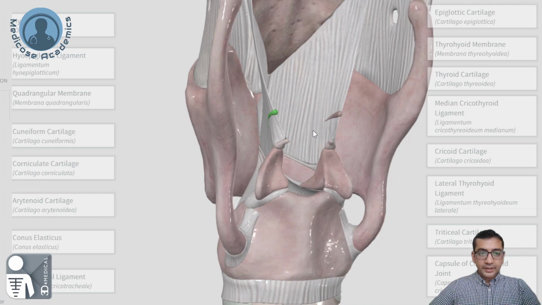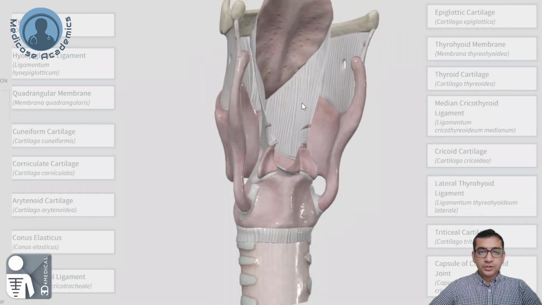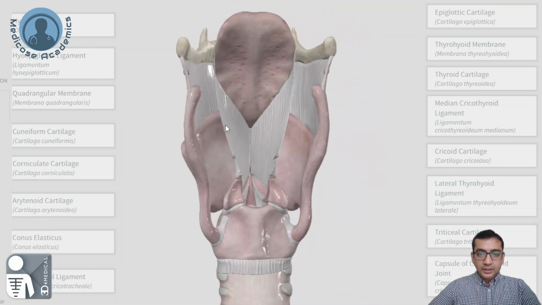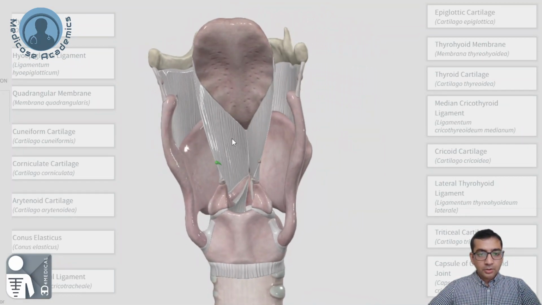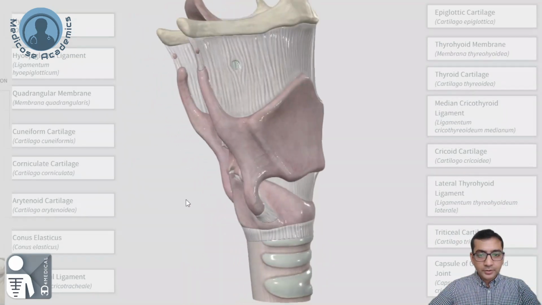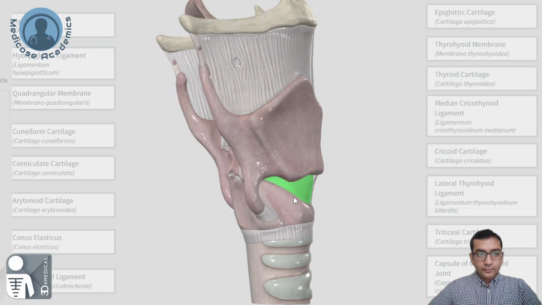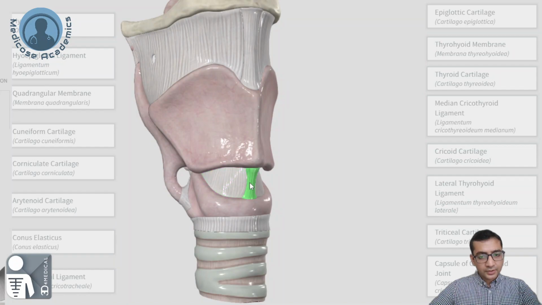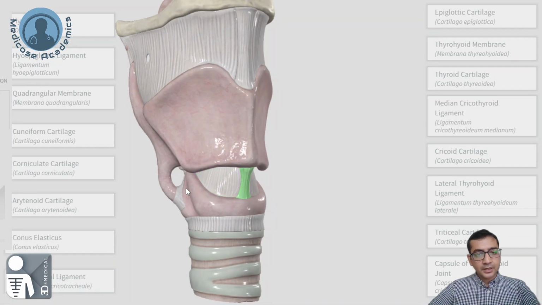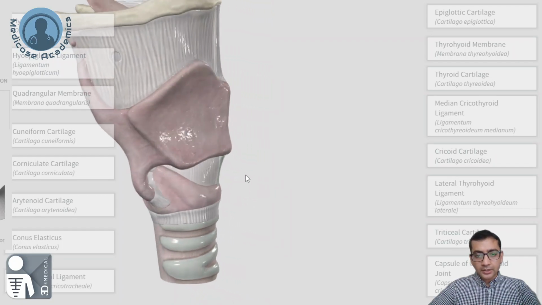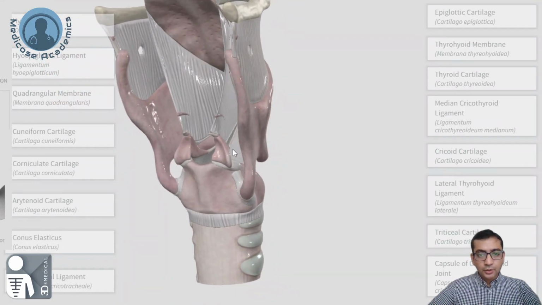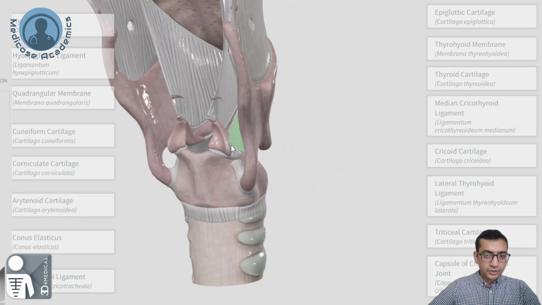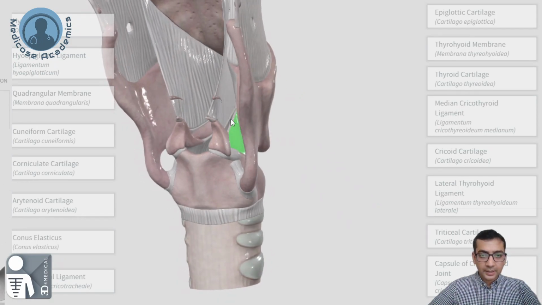To talk about the membranes, there are two sets of intrinsic membranes. This is the one we will be talking about, the quadrangular membrane on either side, and then we will be talking about this membrane. This is the cricothyroid membrane. It has two further parts, anterior and lateral. This is the anterior part. This is going from cricoid to thyroid cartilage, and its inner aspect is going all the way to the vocal cords. So this is also known as the cricovocal ligament.